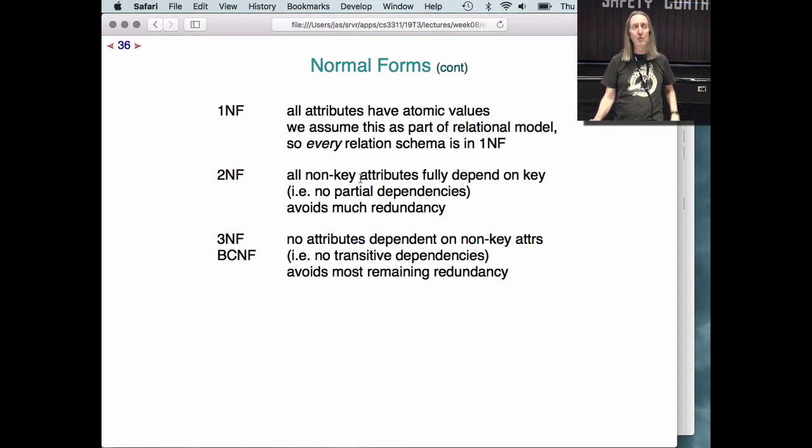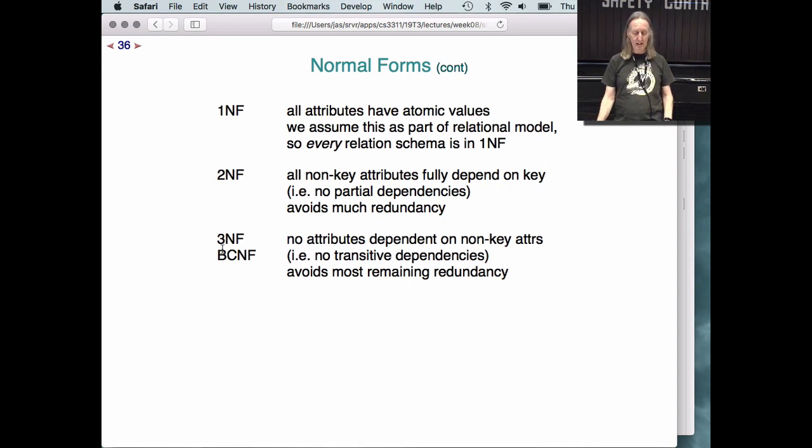In second normal form, now we start to worry about functional dependency, and we want to make sure that any non-key attributes that appear in the table depend on the key. So we haven't got stuff floating around in the table that's kind of not related to the key. Having something in second normal form gets rid of a certain amount of redundancy.